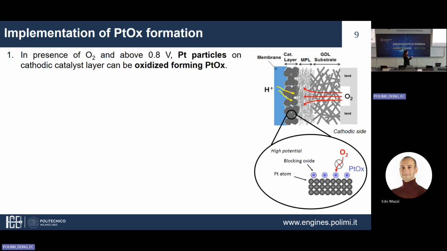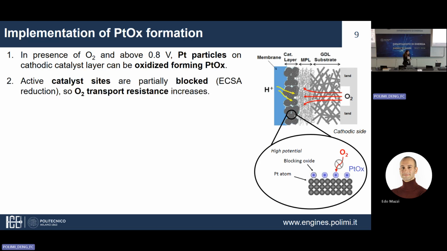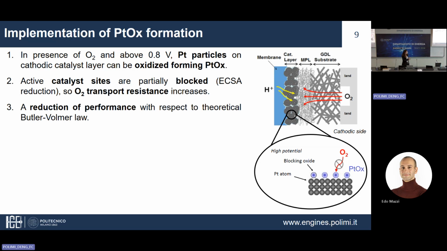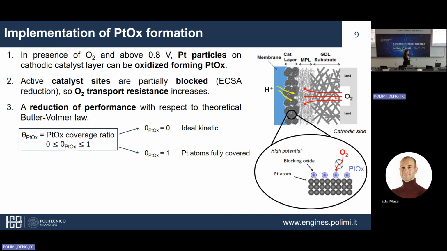At high voltages, above 0.8 volts, the platinum can react with oxygen, forming platinum oxide, partially blocking the catalytic side of the fuel cell and increasing the oxygen transfer resistance toward the active side. So in the end, the overall performance of the component is reduced with respect to what is theoretically defined.